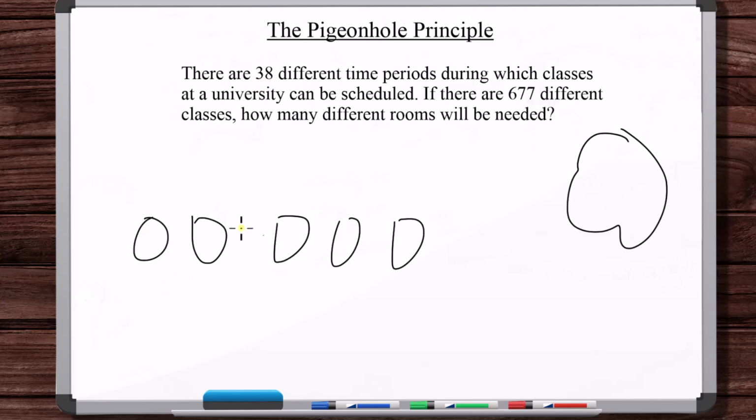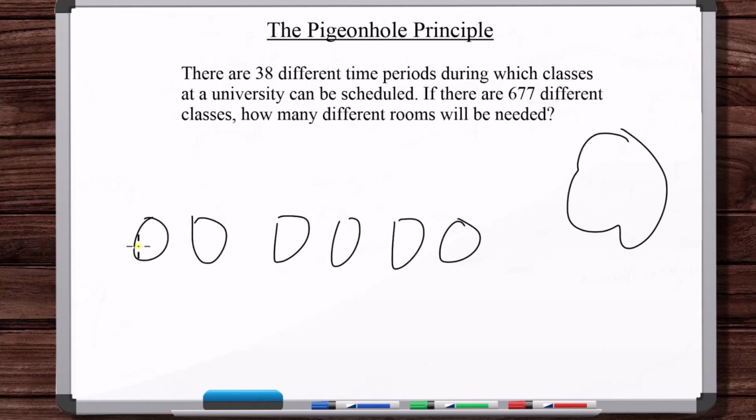Those are the pigeonholes. So we're just trying to figure out, if you want to distribute the 677 classes as evenly as you can, but if you've got multiple classes in the same time period, then you're going to need two separate classrooms. Because this is Thursday from 8 to 9, this is Friday from 1 to 2, right? And these are classes like biology, chemistry, etc. So if you start having to put multiple classes into the same pigeonhole, you're going to need multiple classrooms.